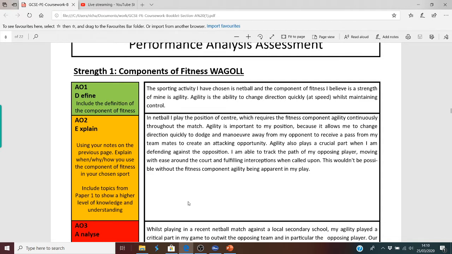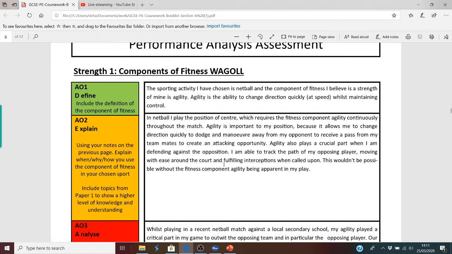Agility is also a crucial part when I am defending against the opposition. I am able to track the path of my opposing player, moving with ease around the court, fulfilling interceptions when called upon. This wouldn't be possible without the component of agility being apparent in my play. So what we've looked at to start off with here is this idea where we're explaining. We're trying to say, well, how is agility actually going to be used in your activity?